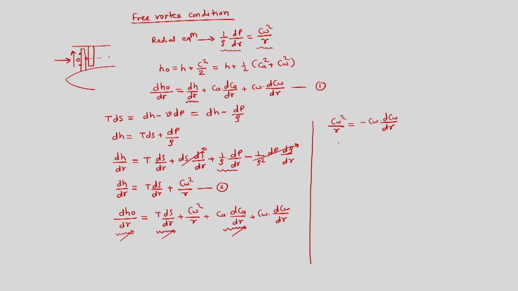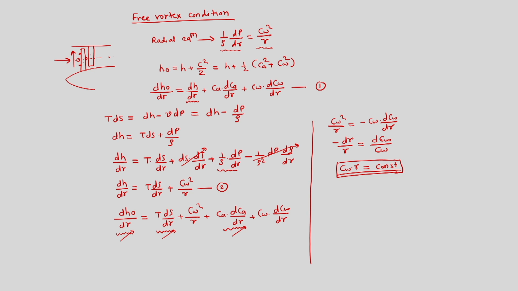Which says that minus dr by R is equal to dCw by Cw. After integration, this expression leads to the fact that Cw into R is equal to constant. So if we know Cw at a height, then we can find out Cw at some other height. This is how this formula helps us: the velocity triangle known at one point can be evaluated or estimated at the other height.